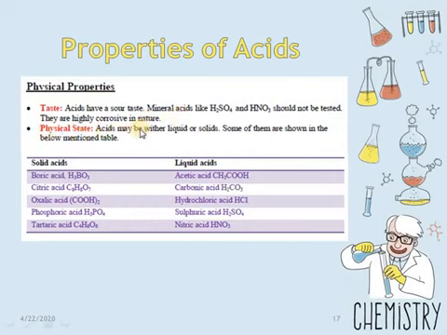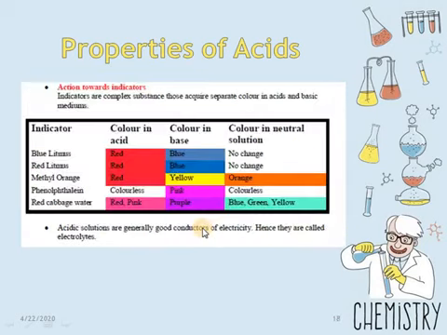Physical state: this may be liquid or solid. Some of them are shown in the table below. Solids are boric acid, citric acid, oxalic acid, phosphoric acid, tartaric acid. Liquids are acetic acid, carbonic acid, hydrochloric acid, sulfuric acid, nitric acid.